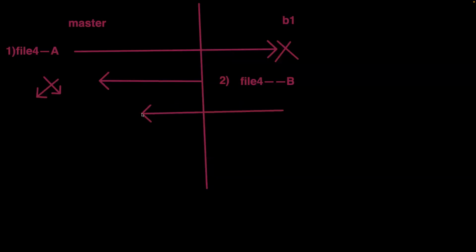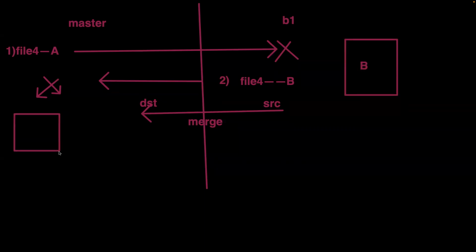What is the meaning of merge? Integrating changes from one branch to another. This is the source branch. This is the destination branch. It's like you bring in changes from source to destination. That is the meaning of merge, right? So first, if you see the commit history of file4 on B1 branch, it is simply this one, correct? And here, if you see the commit history of master, it is simply commit A.